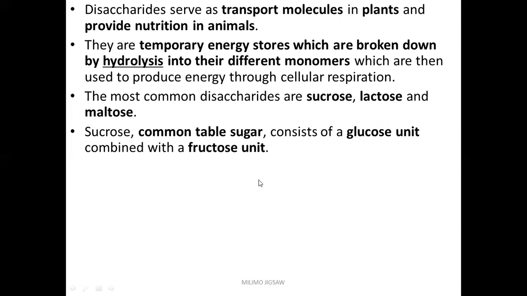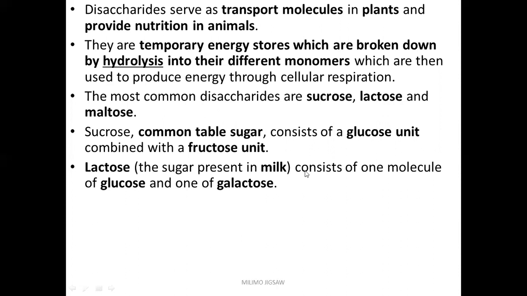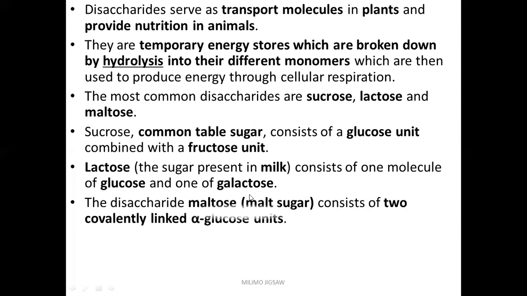will give us sucrose. Then lactose, which is a sugar that is present in milk, will consist of one molecule of glucose and one molecule of galactose. So glucose plus the galactose will give us the lactose.